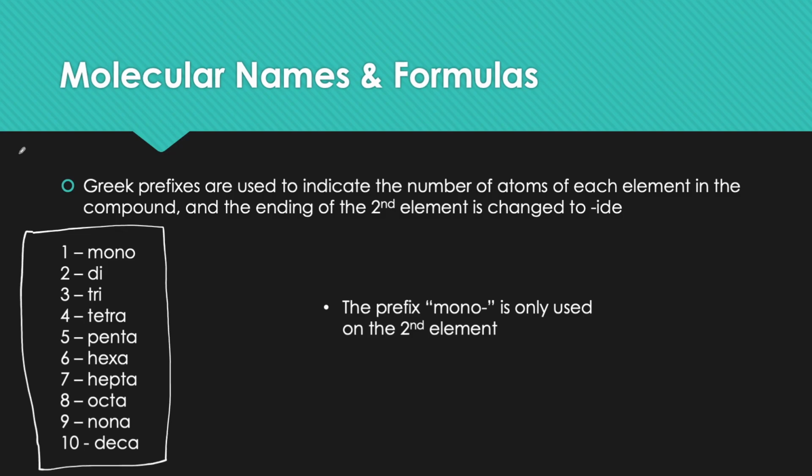The only other thing that you really need to make sure that you keep in mind is that the prefix mono is only used for the second element. So if you only have one of the first element in the compound, you don't use the prefix mono there. You only use it on the second one. And this is kind of a tricky thing to remember sometimes, so you might want to make sure that you star it or highlight it in your notes so that it stands out to you.